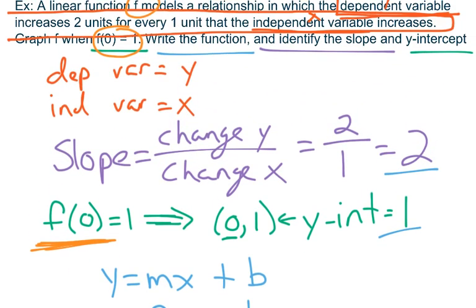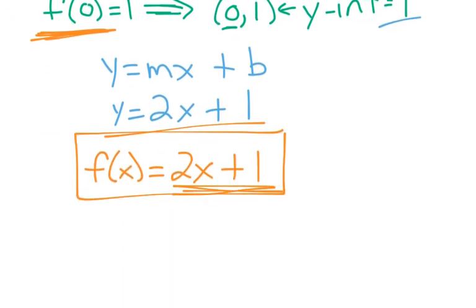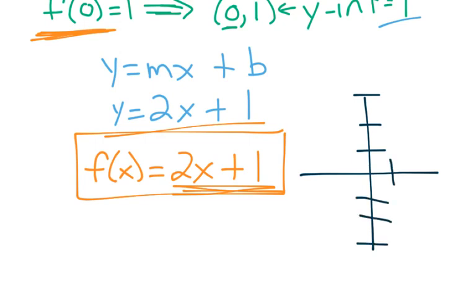The last thing in the directions said graph f. So we can do that. We know our function here, 2x plus 1, not a problem. Let's draw our xy axis. 1, 2, 3, 1, 2, 3. And let's plot some points. We start with our y-intercept of 1, our slope of 2, or 2 over 1. So we go up 2, then right 1, and we have our second point. Once we have our second point, we can draw the line. And that would be the graph of f of x equals 2x plus 1.